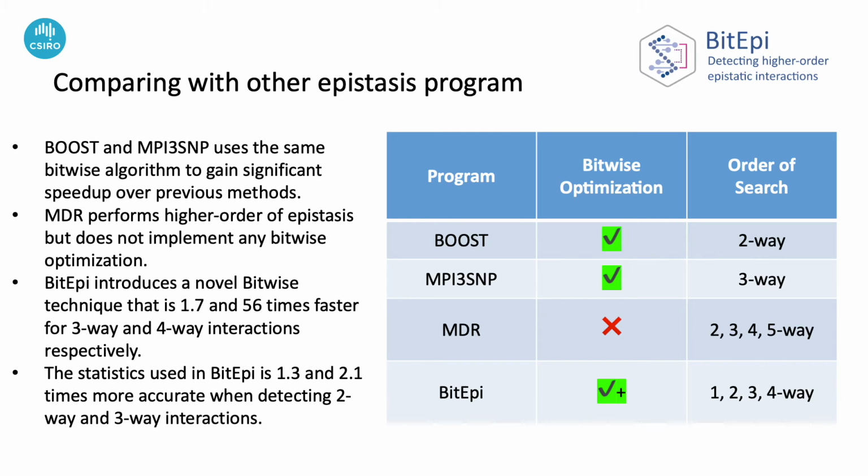Also, the statistic that we use in BitEpi is 1.3 and 2.1 times more accurate when detecting 2-way and 3-way interactions, and that is in comparison with Boost and MPI3SNP. We figured out these numbers using synthetic datasets.